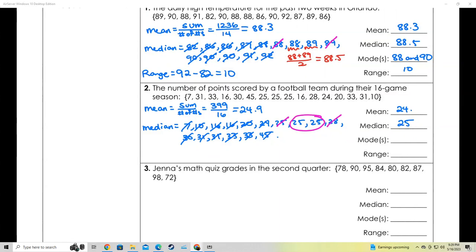What number occurred the most? I see that there are three 25s here, and there is nothing that beats it or ties it. So it looks like the number that occurred the most was a 25. It occurred three times. And then to find my range, I'm just going to take my highest number minus my lowest number. So my highest was 45 and my lowest was 7. 45 minus 7, I get 38.